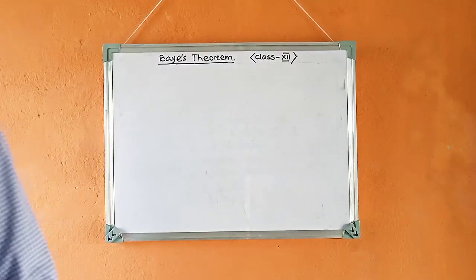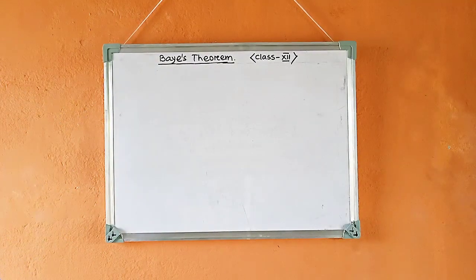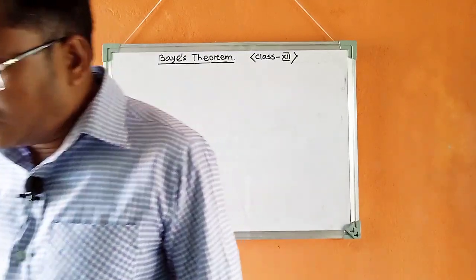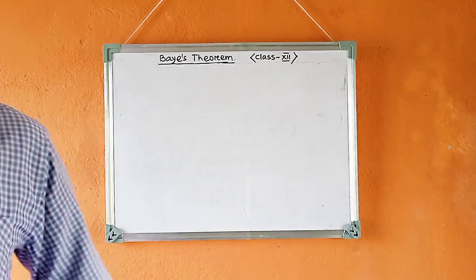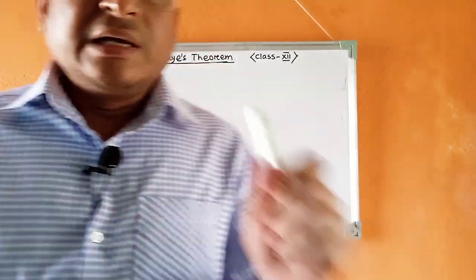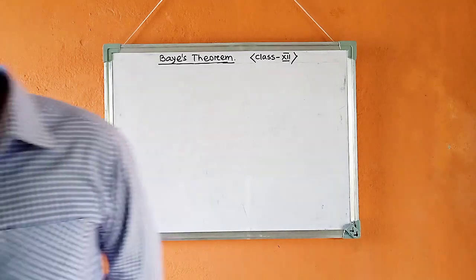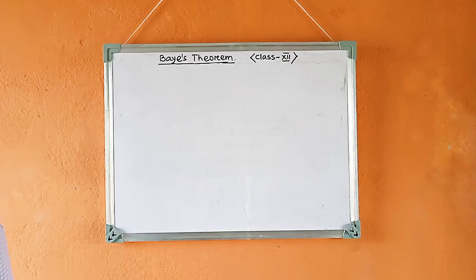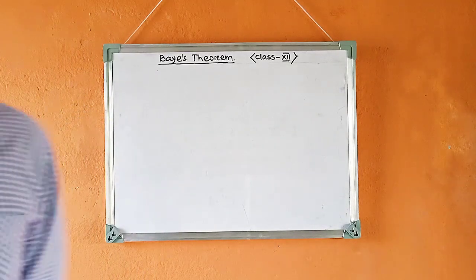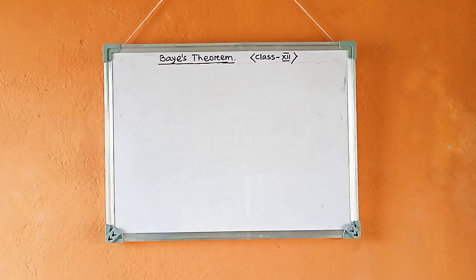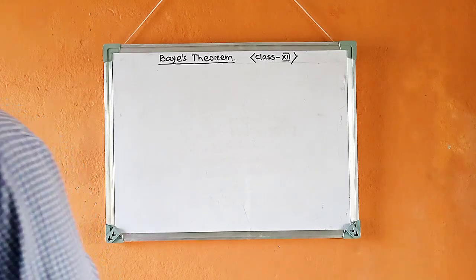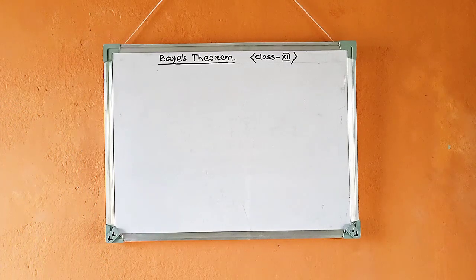Listen to the question first. In question number 3: a man is known to speak the truth 3 out of 4 times. He throws a die and reports that it is a 6. Find the probability that it is actually a 6. I repeat the question: a man speaks the truth 3 out of 4 times. He throws a die and reports that it is a 6. Find the probability that it is actually 6.